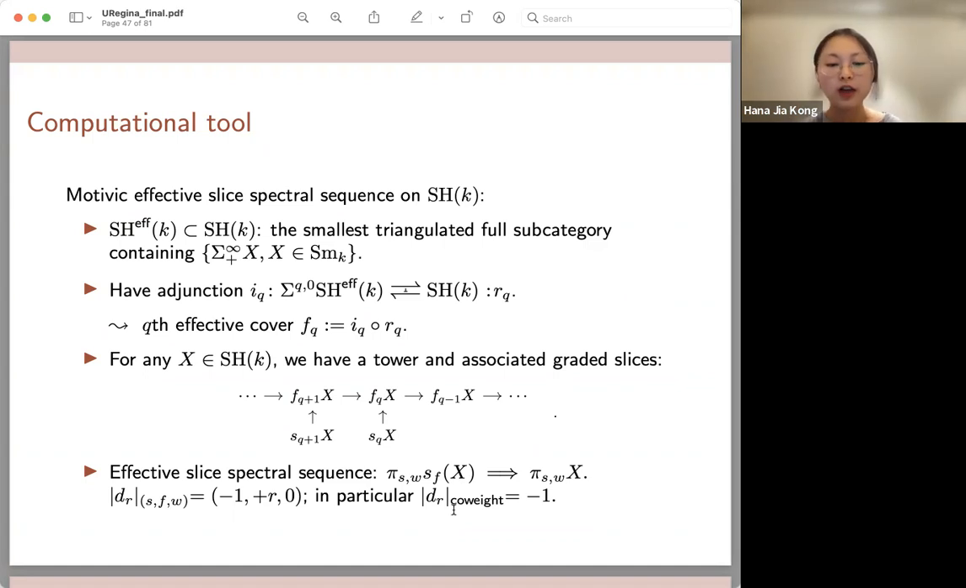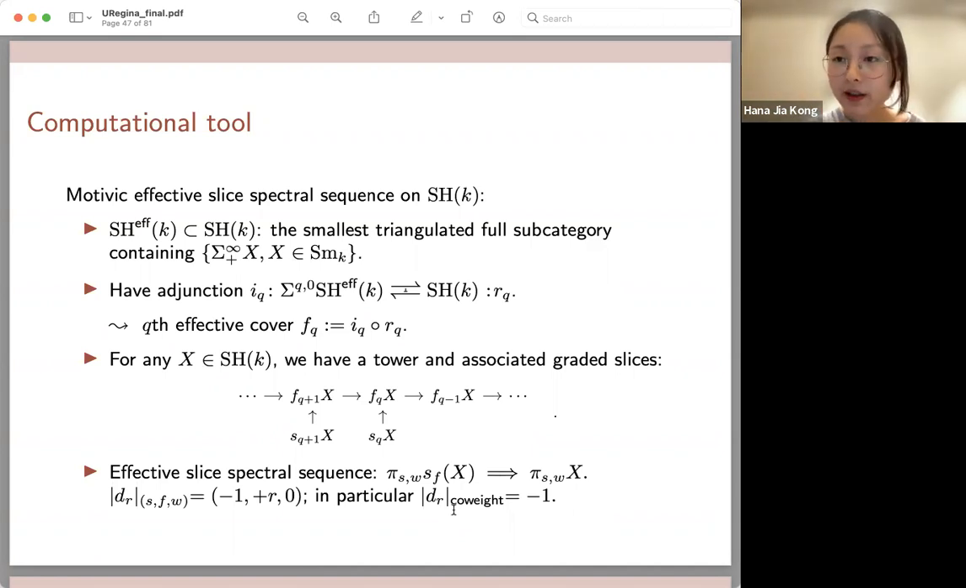When we do our computation, we need to put two coweight charts side by side and see how the differential goes from the coweight n chart into the coweight n minus 1 chart.